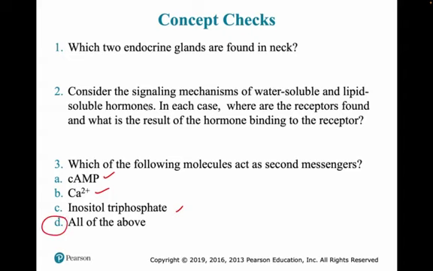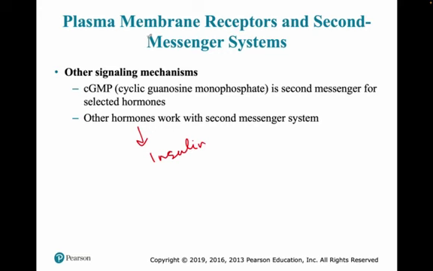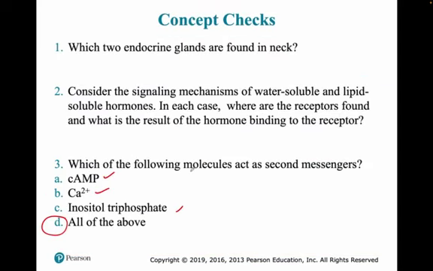Now, the second question. Consider the signaling mechanism of water-soluble and lipid-soluble molecules. In each case, where are the receptors found, and what is the result of the hormone binding to the receptor? So here I'm not going to go into a whole lot of detail. We just discussed this. For example, how the lipid soluble steroid hormone works. So you're going to talk about the direct gene activation method. And for the first one, which is the water soluble, you're going to talk about the second messenger system. You can use the example of the cAMP system, right? So discuss that.